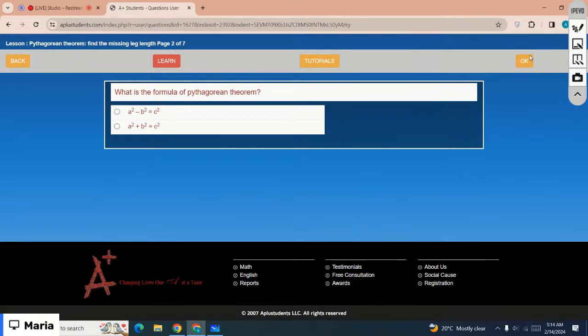What is the formula for Pythagorean theorem? Which is the correct option, 1 or 2? Which is the correct option? That is the second one: a square plus b square equals c square. That is the correct option, right? a square plus b square equals c square. That is the correct option.